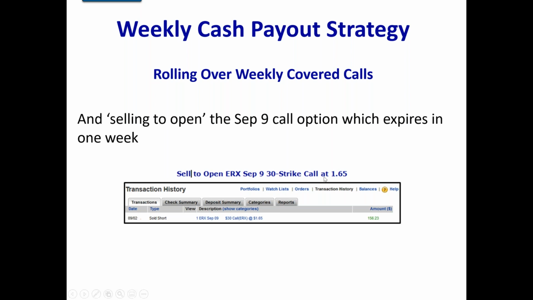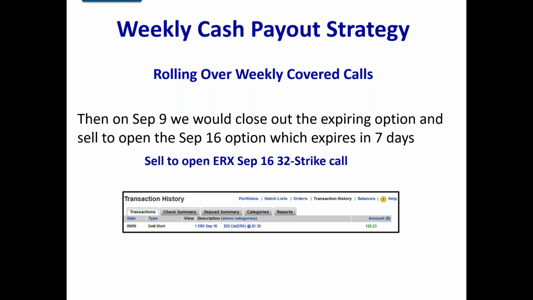So you can see on September 2nd, the September 2nd call expired. We closed that out, and then we sold to open the September 9th 30 strike call. So we roll these over each week and that way we get to keep the ETF shares in our account. So on September 2nd, we sold the September 9th weekly call at $156 that was credited to our brokerage account. So then we repeat that cycle on September 9th.